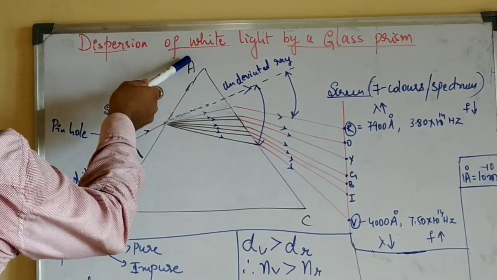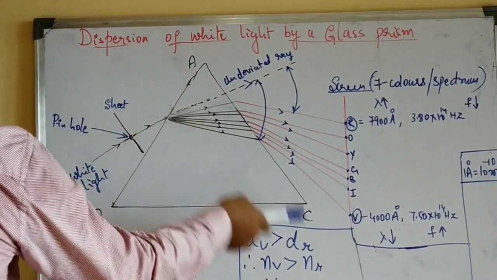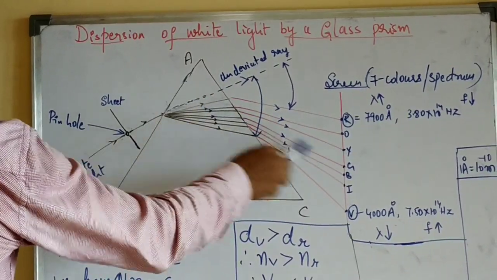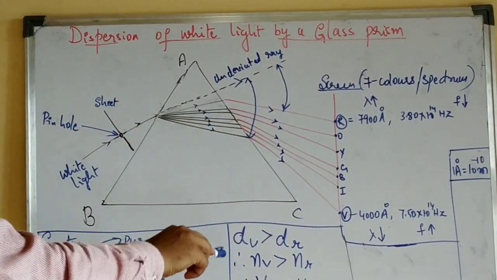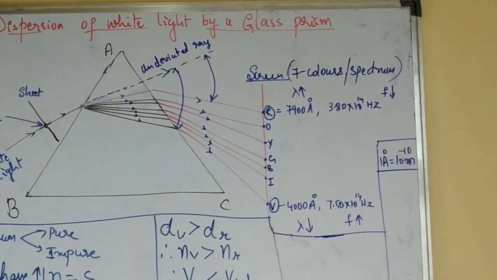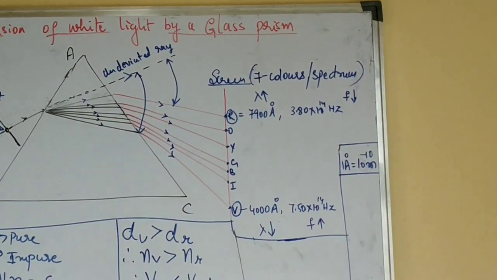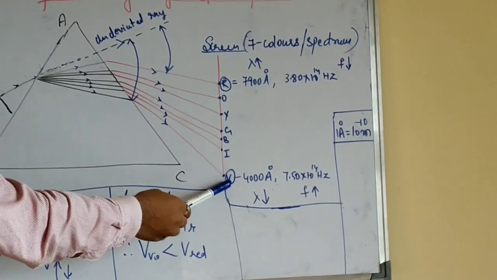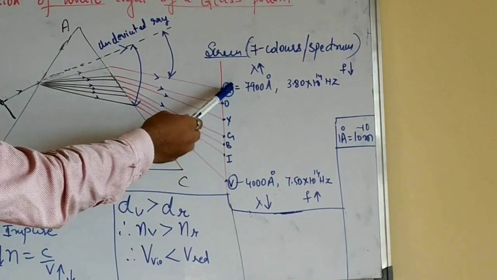hit the lateral surface AC, the refracting surface AC, the other opposite refracting surface of the prism. Now the outgoing rays, which are called emergent rays, will result in the form of a spectrum. On the screen you are able to get the spectrum of 7 colors of different wavelength. Now you can see here violet at the bottom, indigo, blue, green, yellow, orange, red at the top.